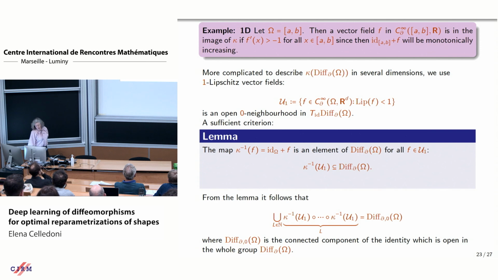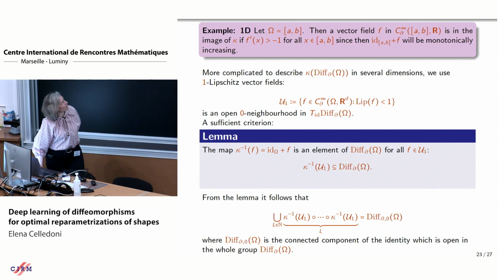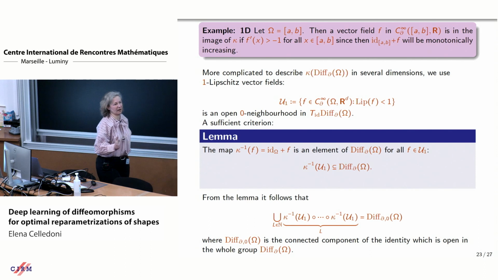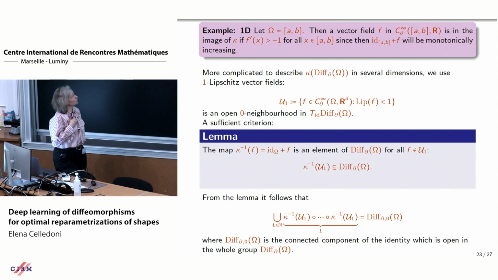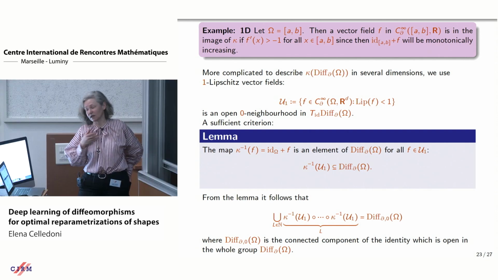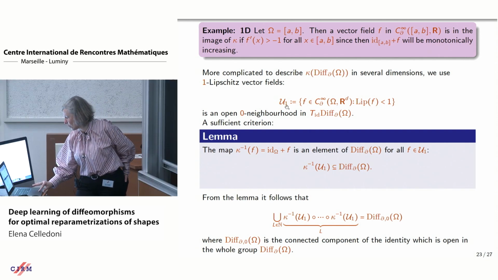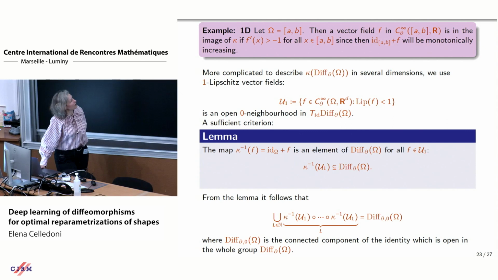But in several dimensions, this is different. So you have to have an escamotage or do something different. And what you do is you consider this set U1 here of vector fields which have Lipschitz constant less than 1. And it turns out that this set is an open neighborhood of the origin in the tangent space.